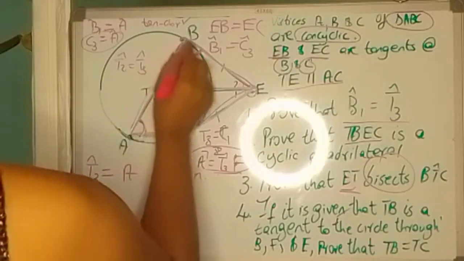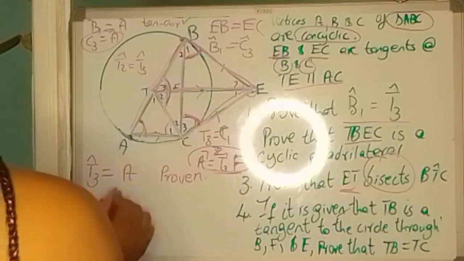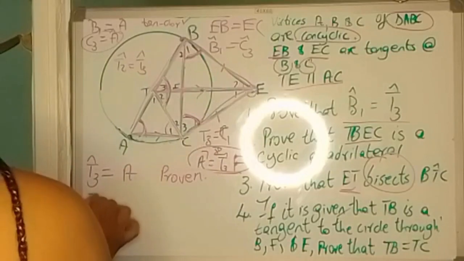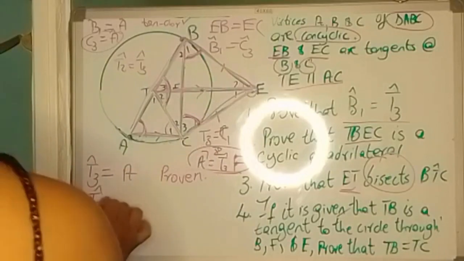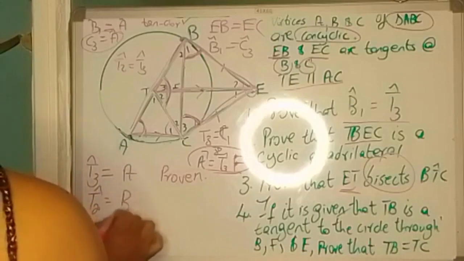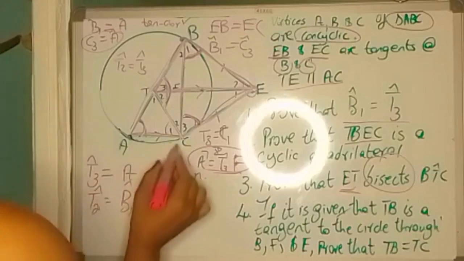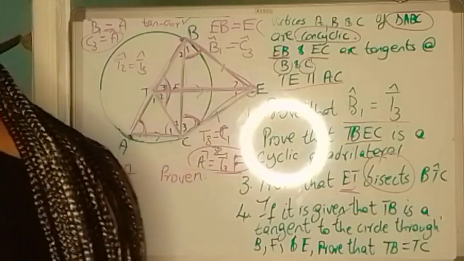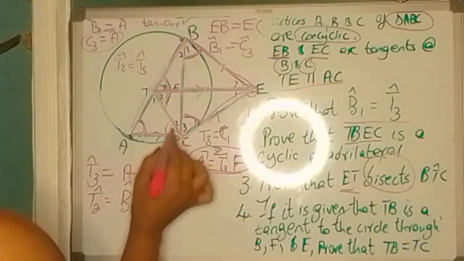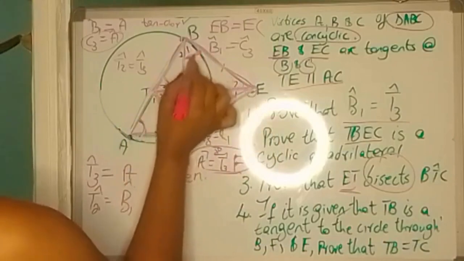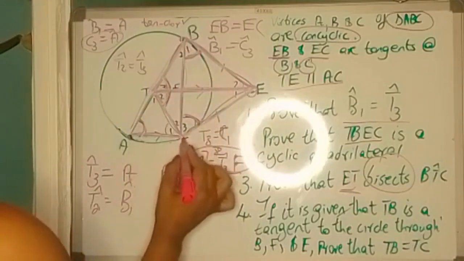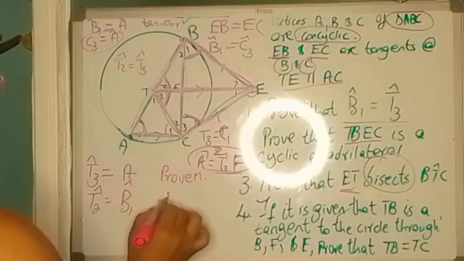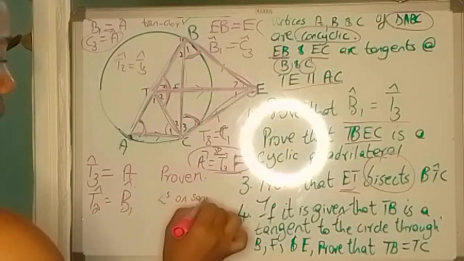Okay, remember we've proved that BECT is a cyclic quad, so we can then easily say angle T2 is equal to angle B1. Why am I saying that? Notice that T2 and B1 are on the same segment. They are creating a bow tie. This is B1 and T2, and they are both suspended by CE. So we can say angles on same segment.